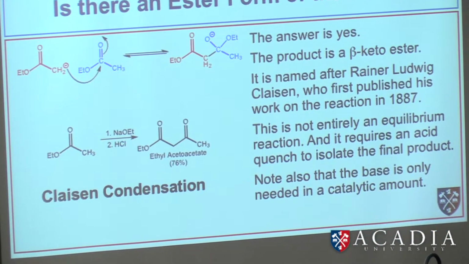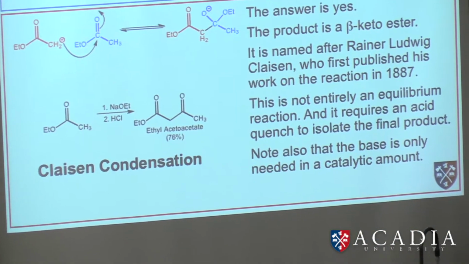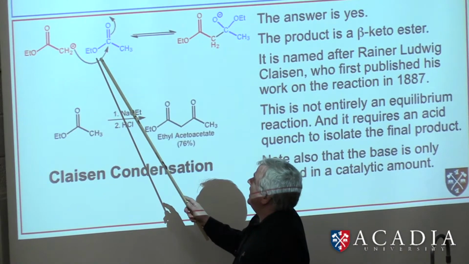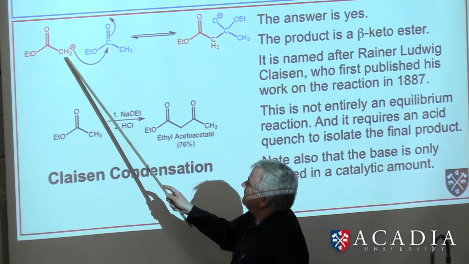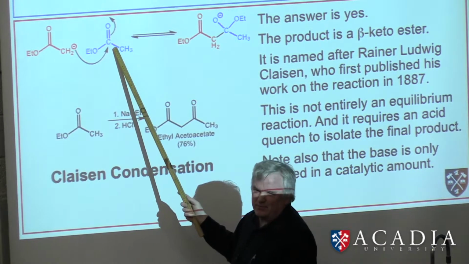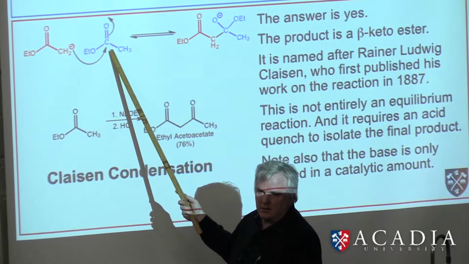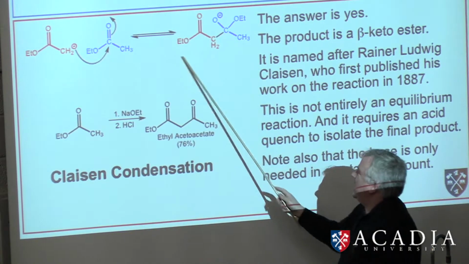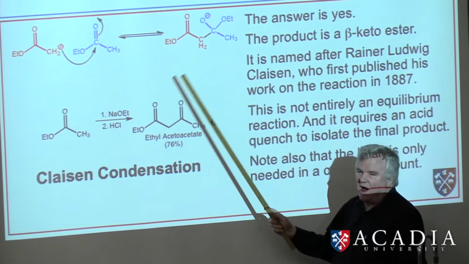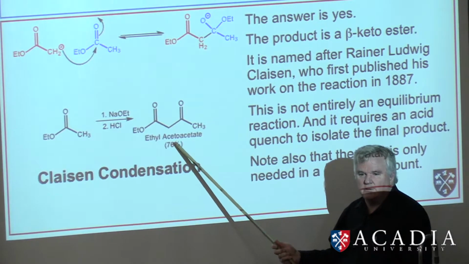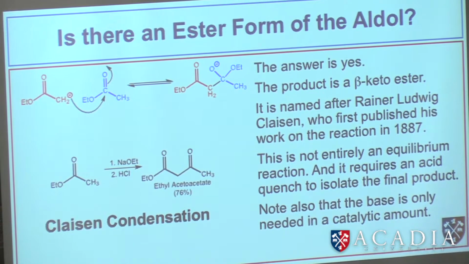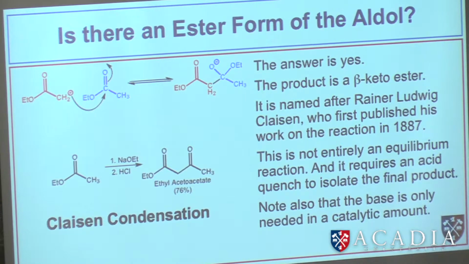Okay, so now is there an ester form of the aldol condensation? Now instead of using aldehydes, we're going to start off with esters, and if we pull a proton off of one ester, can it attack the other one? Esters aren't very good electrophiles. So why might this reaction happen? It's not going to happen very often, we might think, but look at this. It goes in high yield. It's named after Rainer Ludwig Claisen. It's called the Claisen Condensation, discovered in 1887.